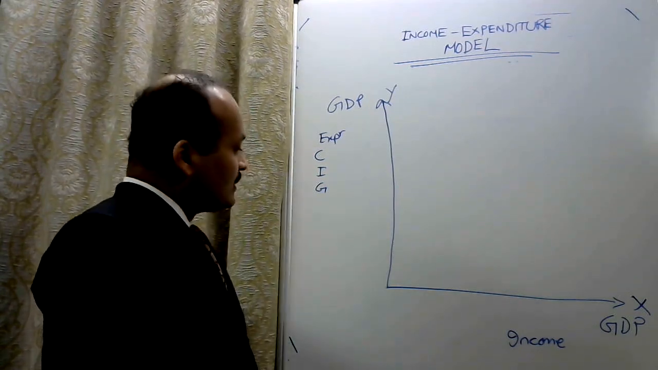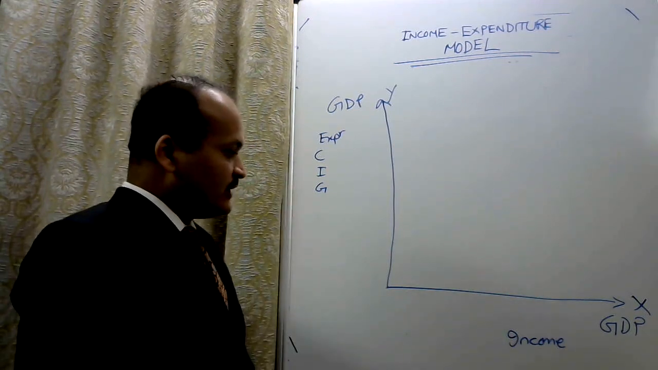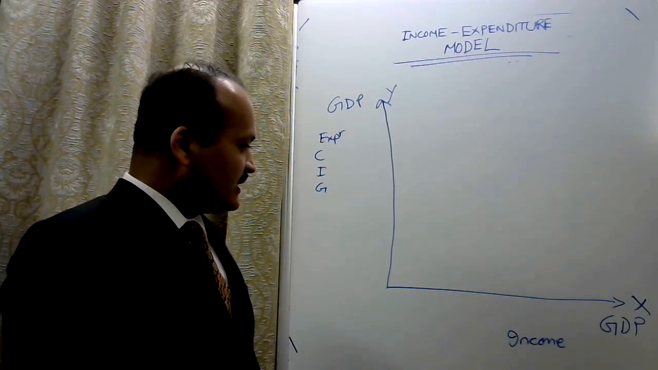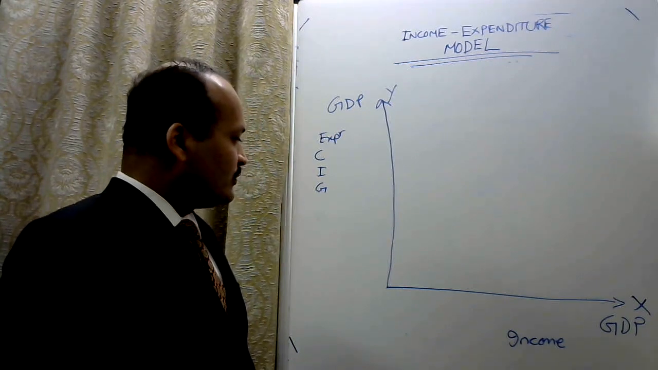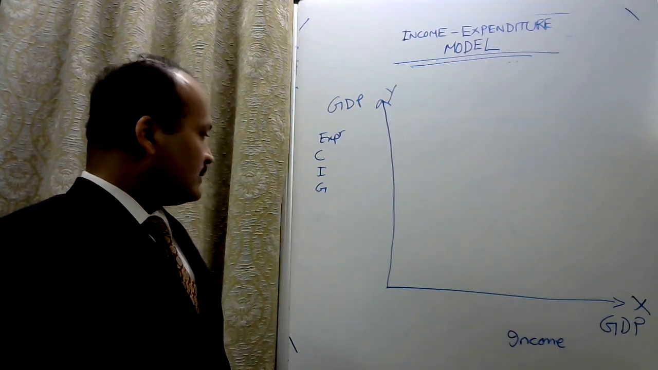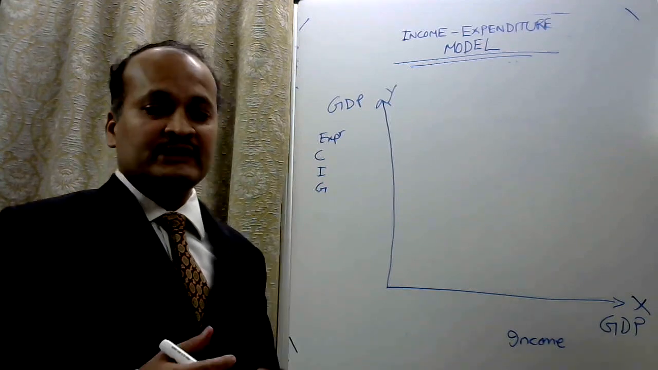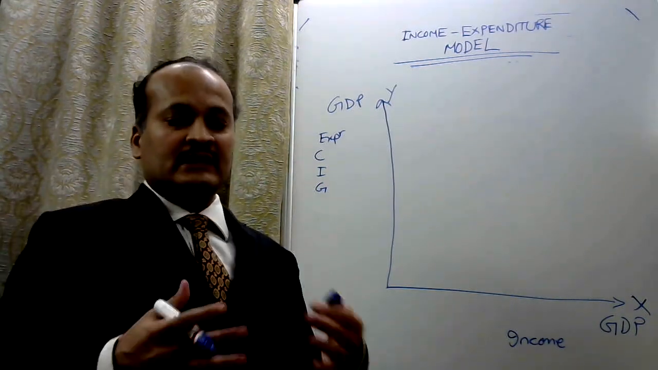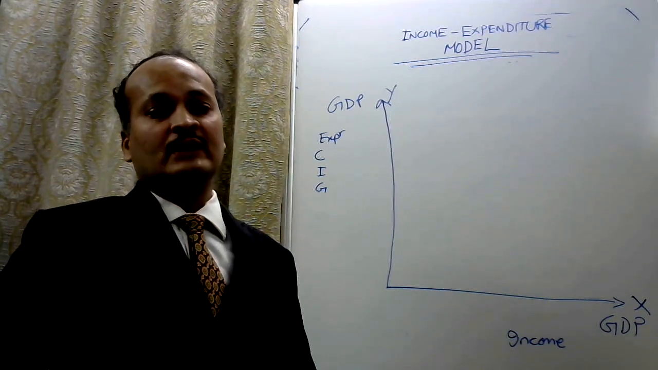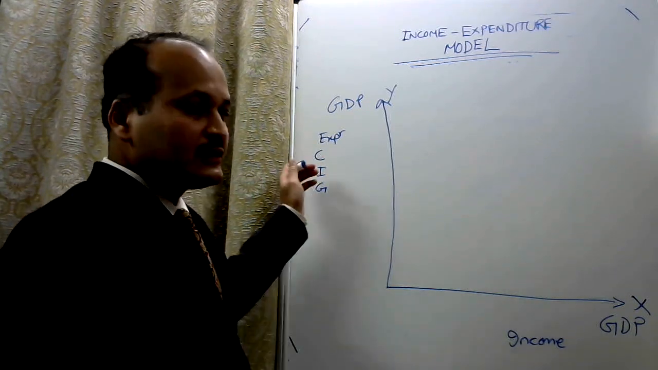Now, I need to tell how C, I, and G influence GDP at a particular time. To arrive at the equilibrium income that will prevail in the economy, we will assume in the beginning that all these components of expenditure are determined exogenously. That means they are given from outside. They are not decided within the economy. In other words, there is no behavioral relationship attached with these components of expenditure.